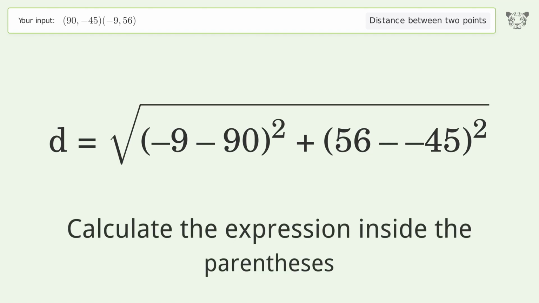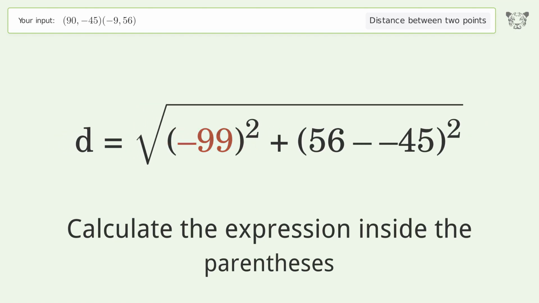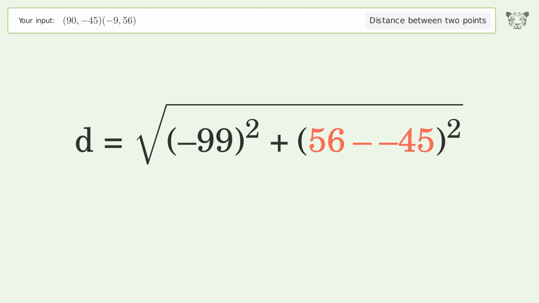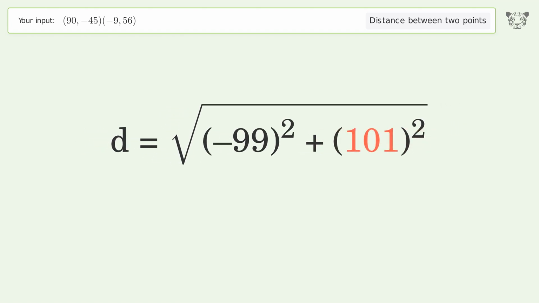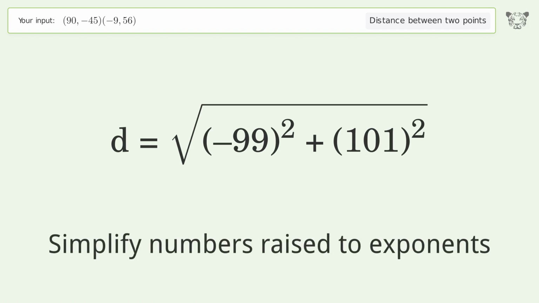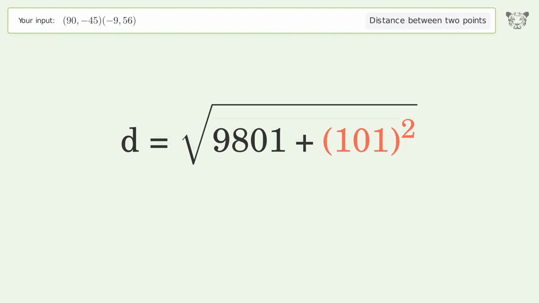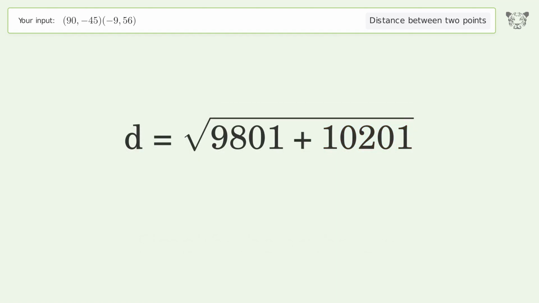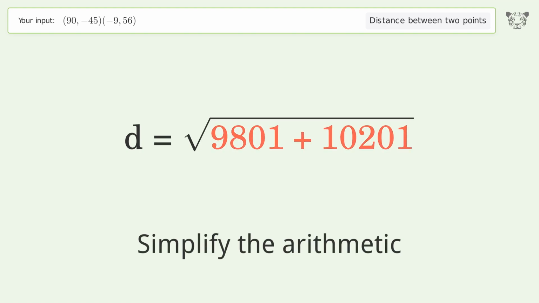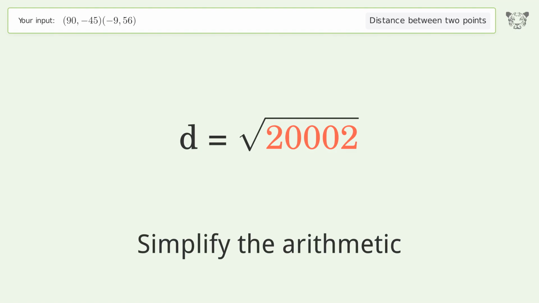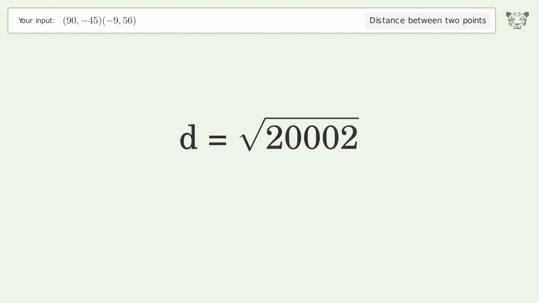Calculate the expression inside the parentheses. Simplify numbers raised to exponents. Simplify the arithmetic. And so the distance between the 2 points is the square root of 20,002, or 141.428.